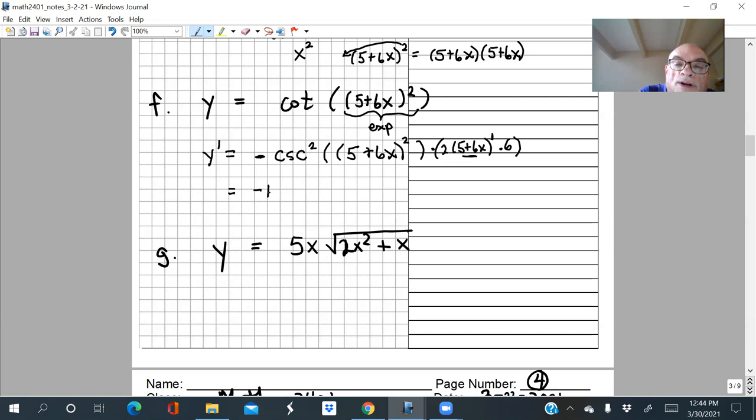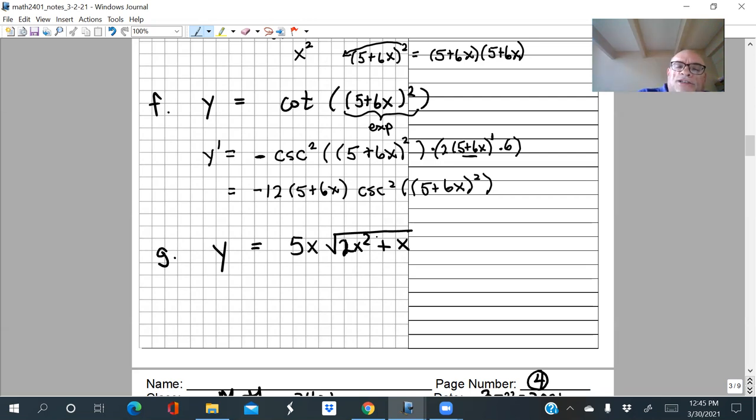You can rewrite this as what? Minus 12 times 5 plus 6x, and then cosecant squared of 5 plus 6x squared. Ooh, it looks like a mess there, all right? Well, it is kind of messy, but it wasn't hard to find at all. We really did very little algebra there to find this derivative. We just applied the chain rule a couple of times to get that derivative.